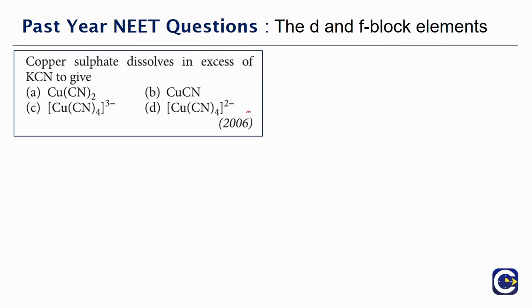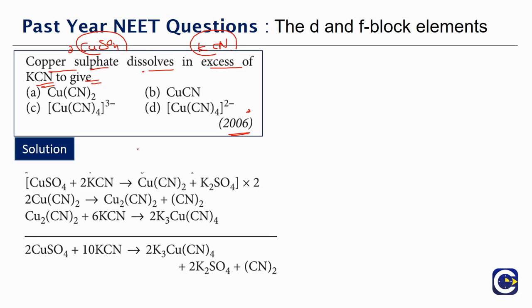This is a question that has come in 2006. The copper sulfate, which means they are talking about the copper 2 sulfate, dissolves in excess KCN and it gives rise to what? So there is an excess potassium cyanide which you are making the copper sulfate to dissolve in. So what will be the product? So it's a reaction based question. Let us look at what happens.